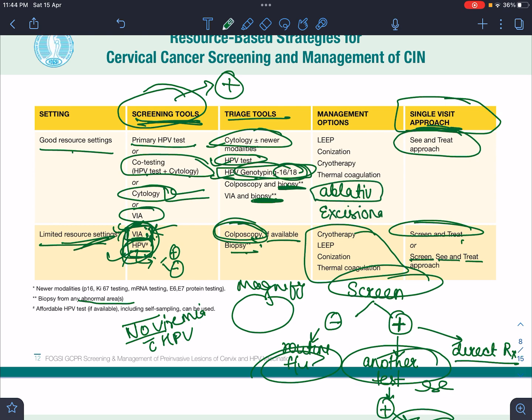In ablation, you have cryotherapy, where liquid nitrogen gas comes and we put it on the cervix and it denatures everything and destroys those cells. You have thermal coagulation and you have CO2 laser, you have all of that. And for excisional procedure, you have LEEP and you have conization. Loop excision procedures, loop electrosurgical excision procedures. Okay, so you have LEEP.